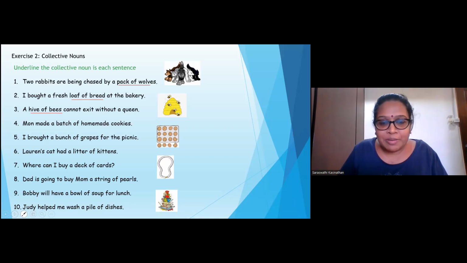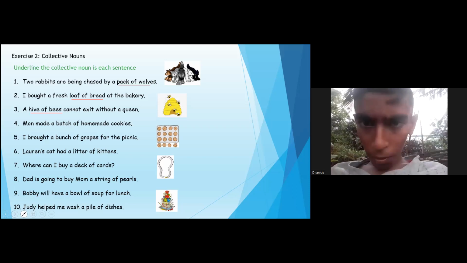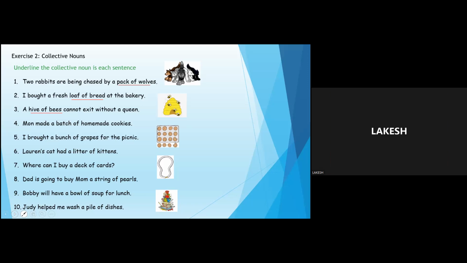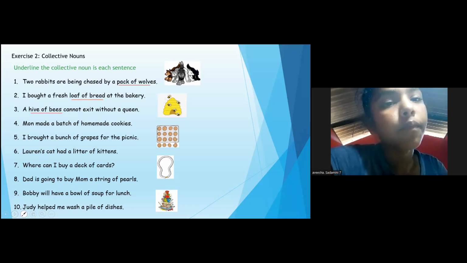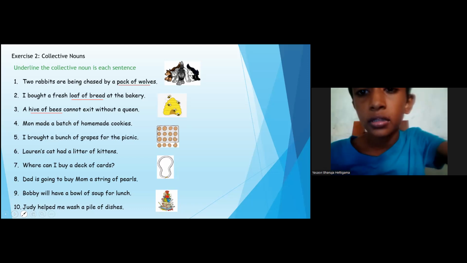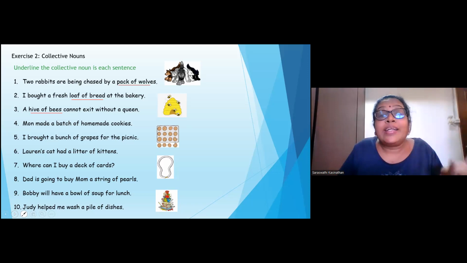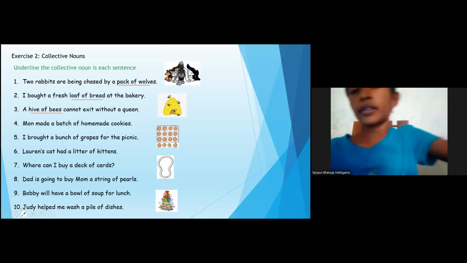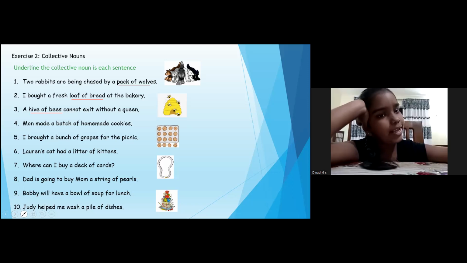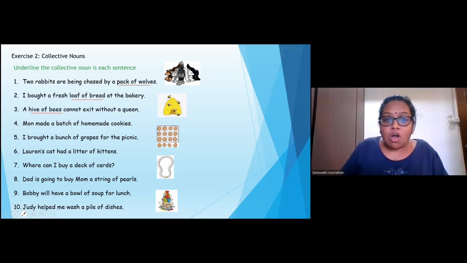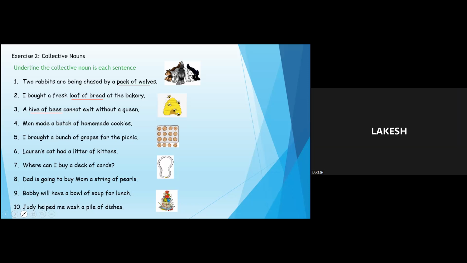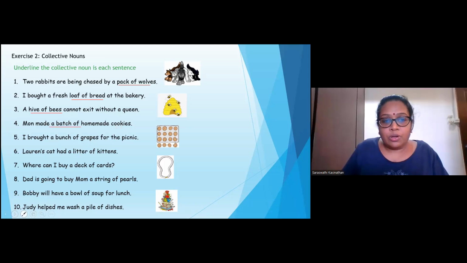What would be number 4? Can anybody read? Mom made a batch of homemade cookies. Very good. Okay. What is the collective noun? Yes. A batch of homemade cookies. A batch of is the collective, and cookies are the noun. Very good. Very good. Okay, number 5.